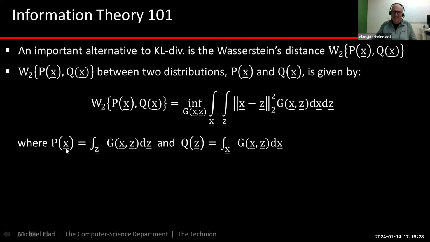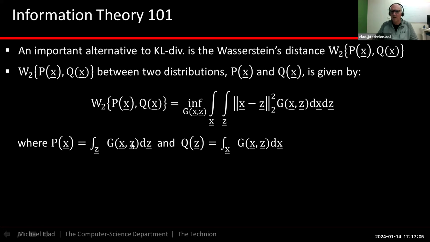It goes like this. You have P and you have Q, and you are wondering how far they are. You are going through all the possible functions G of x and z that are valid joint probabilities, such that the marginal with respect to z is P of x, and the marginal with respect to x is Q of z. So think about 2D. The function G of x and z is the 2D. You project horizontally, you get P of x. You project vertically, you get Q of z. There are infinitely many possible functions that describe joint distributions such that the marginals are P and Q.